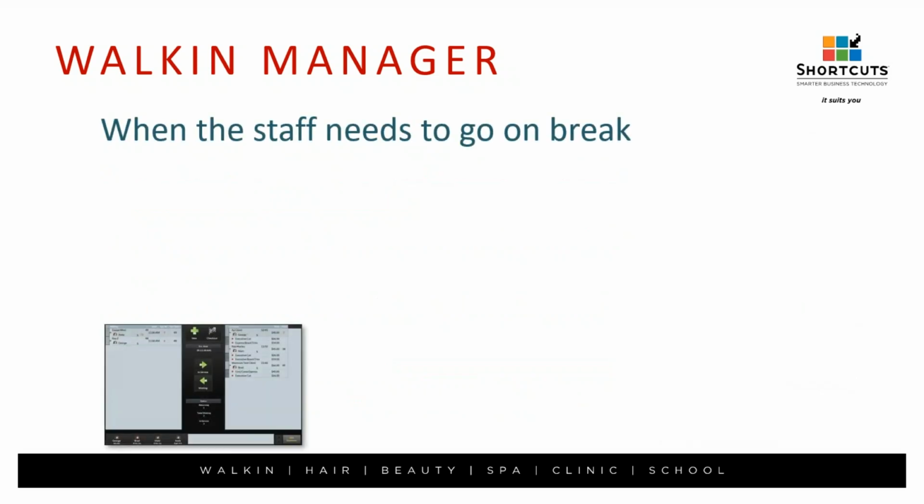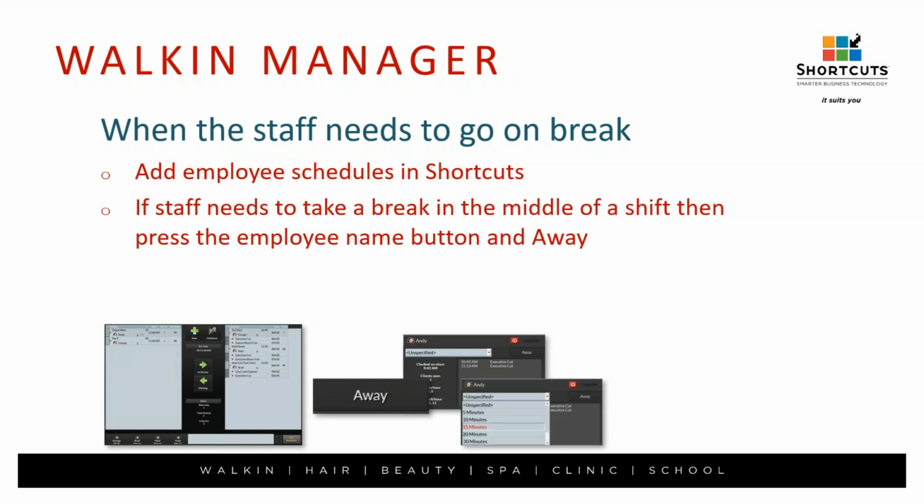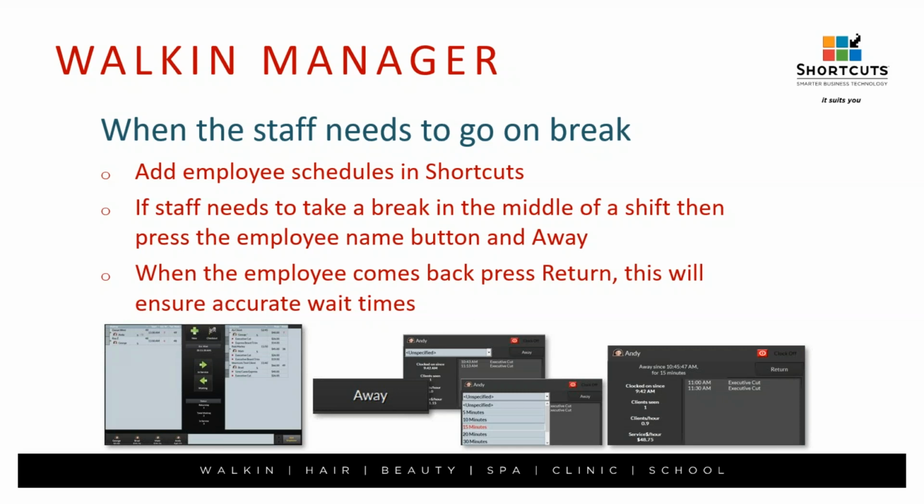Now, if the staff ever needs to go on a break, we need to always adjust what the estimated wait time is. So if a staff member does 3 or 4 haircuts in a row and then decides they need to take a break, they would click their name and there's an option that says away. They can tell Shortcuts they're going out for 10, 15 minutes to have a smoking break or a coffee break. As soon as they do that, Shortcuts will automatically adjust the wait time for the customers.